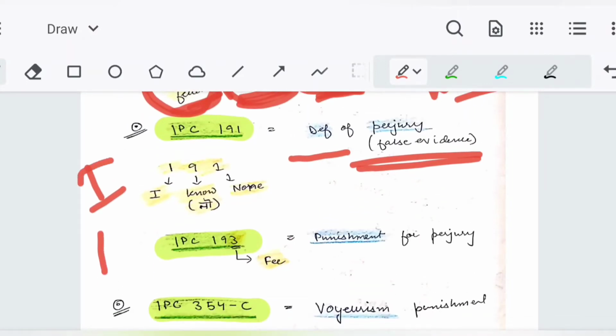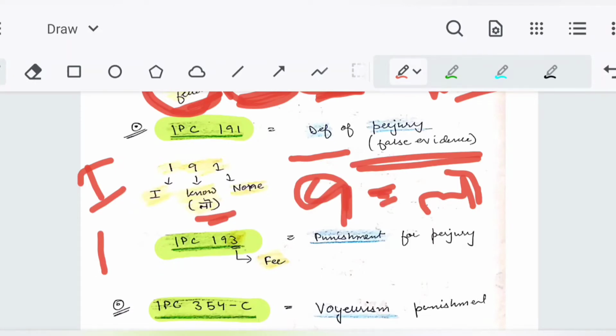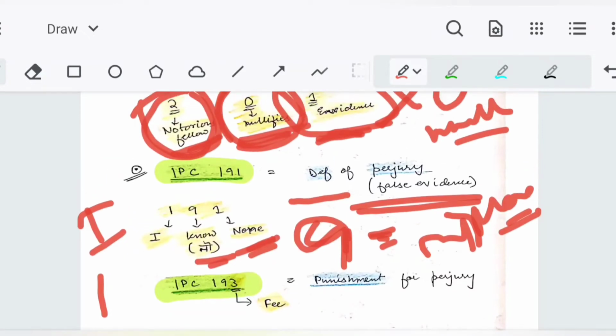Okay, 9 in Hindi you call no. So 9 in Hindi is no. I know none. None has 1 in it. So "I know none" is giving false evidence. He knows, he has seen the crime, but he will say "I know none." Okay, he will say that he doesn't know anyone. So 191 is the definition of false evidence. He will say "I know none."